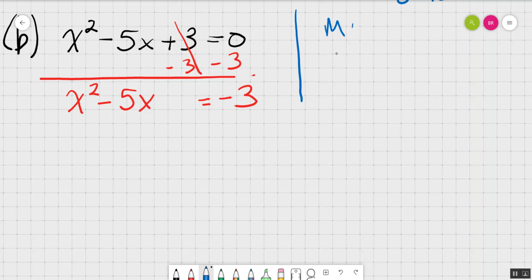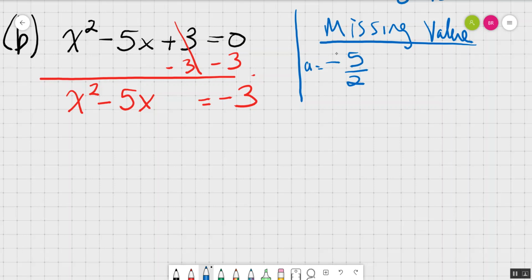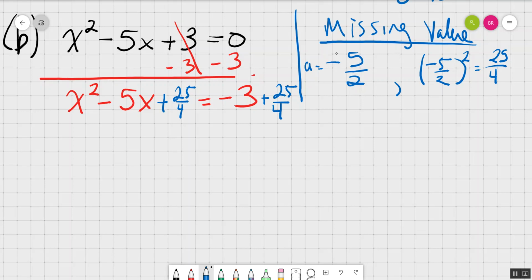Cool, now I need my missing value. Hopefully this looks familiar. Alright, for the missing value, I've got to take negative 5, divide it by 2, and then I square negative 5 halves, because that's the thing I've got to add. That'll give me 25 over 4. So I'm going to add 25 over 4 to both sides. Got to be comfortable with your fractions. Perfect. Okay, now this is the perfect square trinomial.